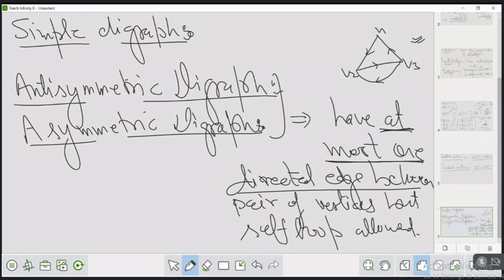It is symmetric. Are you getting my point? It is not antisymmetric because this directed graph has at most one directed edge between a pair of vertices. These are two pairs of vertices, and in these two pairs there are two directed edges, and I am saying at most one directed edge between a pair of vertices. So this one is not asymmetric.